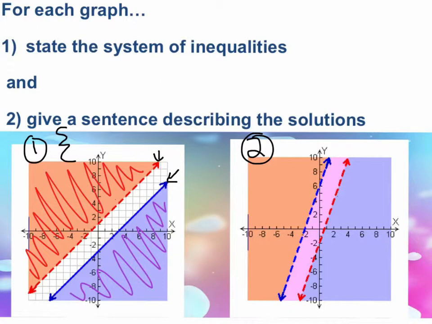And looking at number 2, there is overlapping. Right here, where it's like this light purple, this is where the two regions overlap, the blue and the red. So what does this solution mean? And come up with your system. That means come up with the inequalities for the blue line and for the red line. Okay, go ahead and pause the video now. Come up with the systems and give a sentence describing the solutions. And when you keep playing, you'll see the answers for 1 and 2.